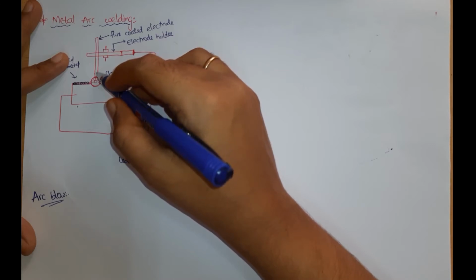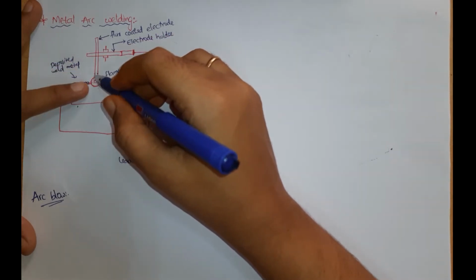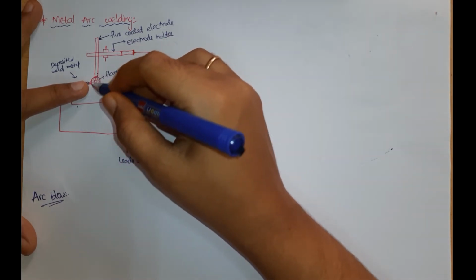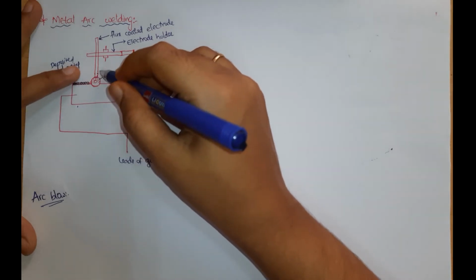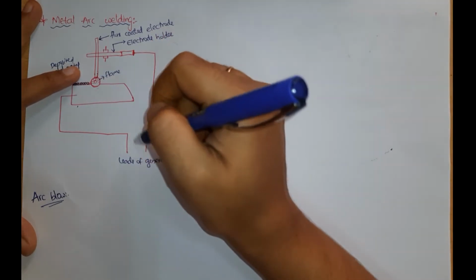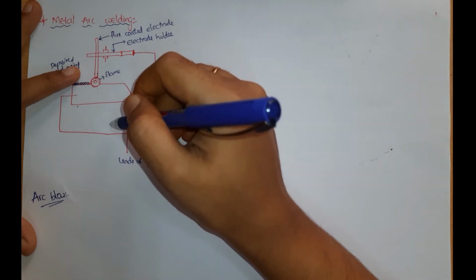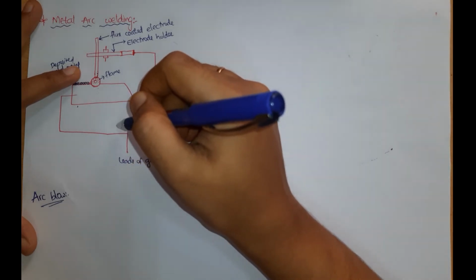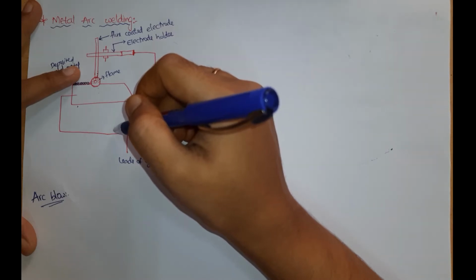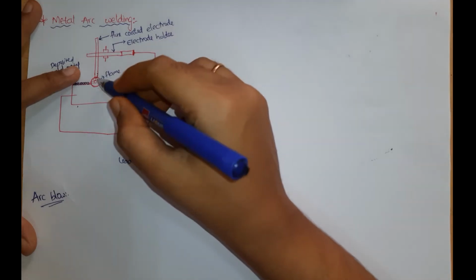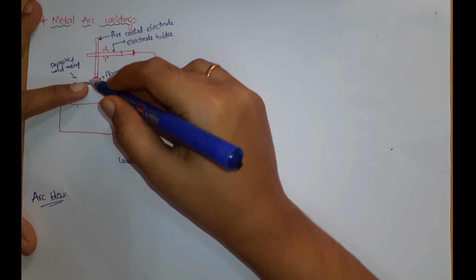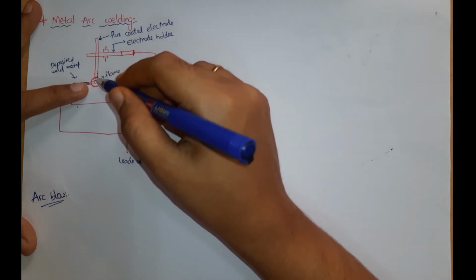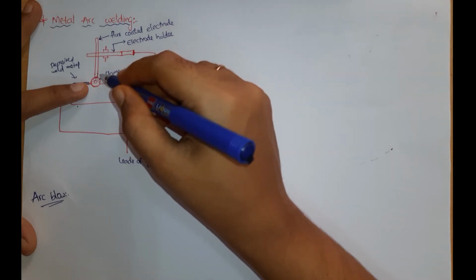Now when DC supply is given, there is a chance of distortion of this arc from the intended path. We need that arc to be struck between the workpiece and the electrode, but due to the DC supply, or due to the existence of a non-uniform magnetic field, the arc gets distorted from the actual path. So when arc blow happens, welding becomes difficult.